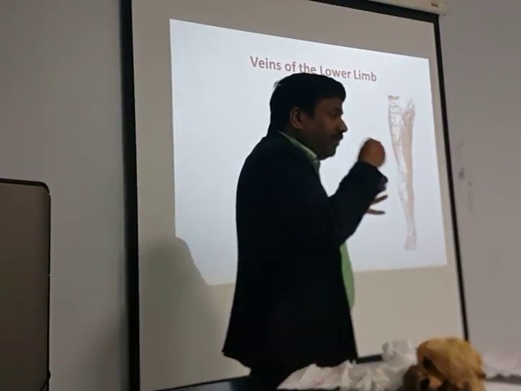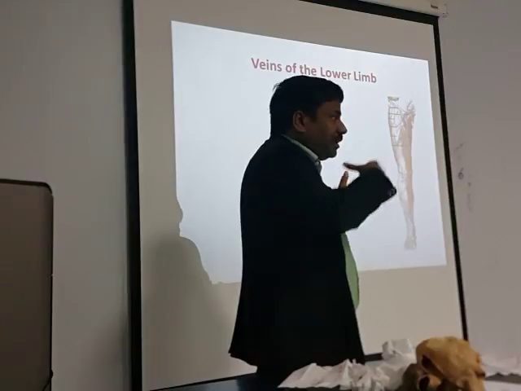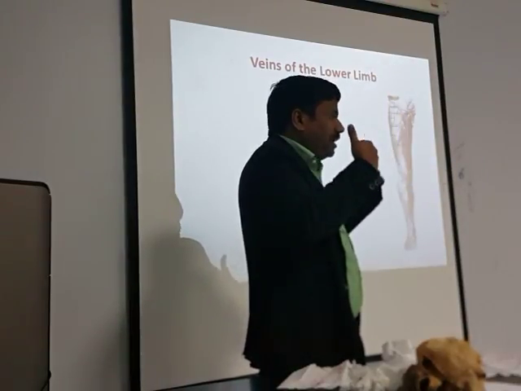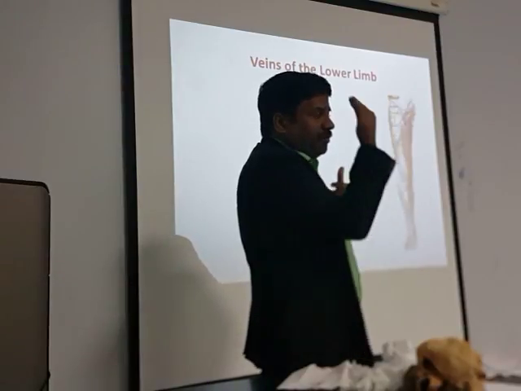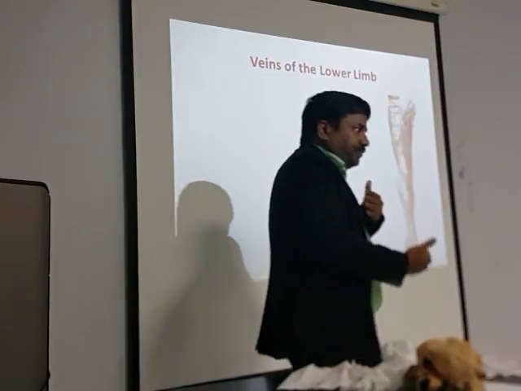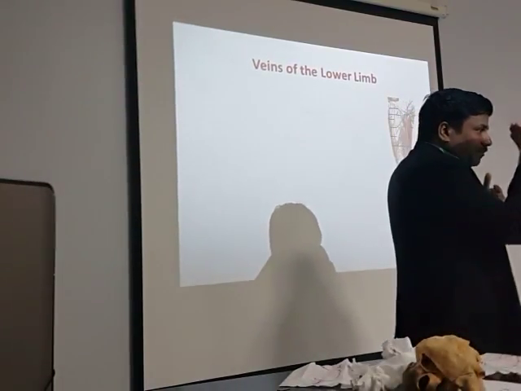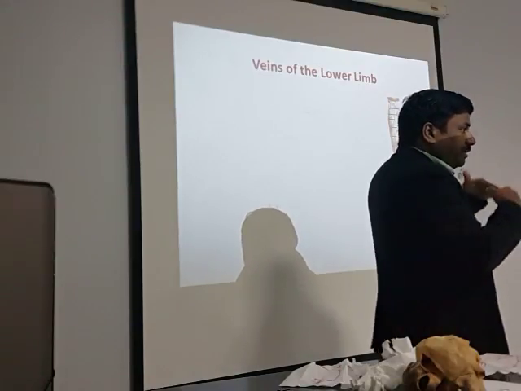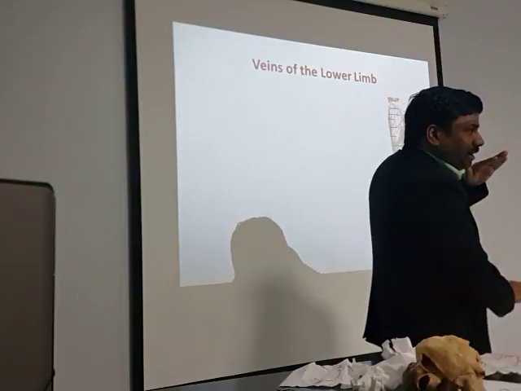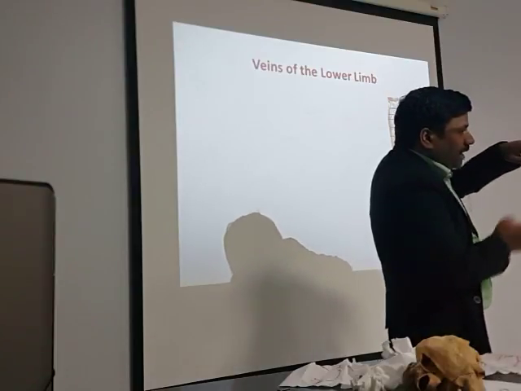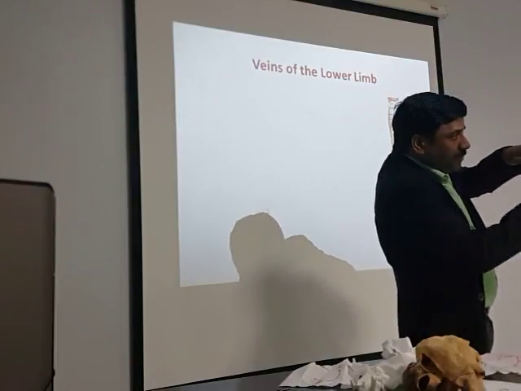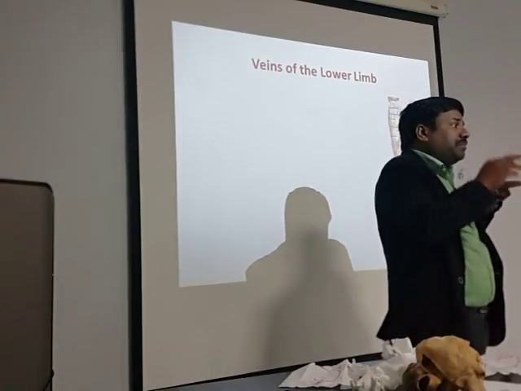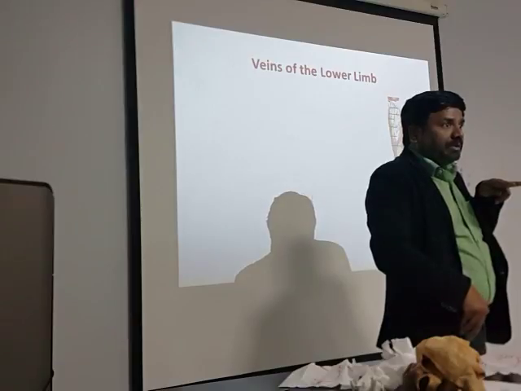These perforating veins are also valved. Superficial veins are also valved. You know the veins contain valves, which allow only one-way flow of blood. The valves in these superficial veins prevent the backflow of the blood. And these superficial veins are connected to deep veins through the perforating veins, which allow the blood flow only from superficial to deep, not always.